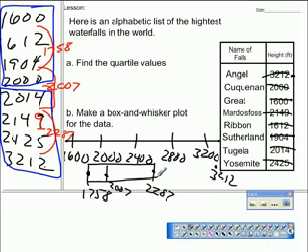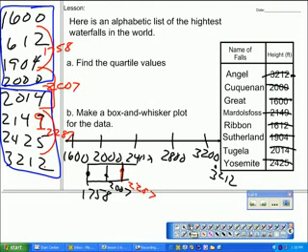Oops, having a bad math day. 2287 there. All right. 2287. Now, I'm almost done.